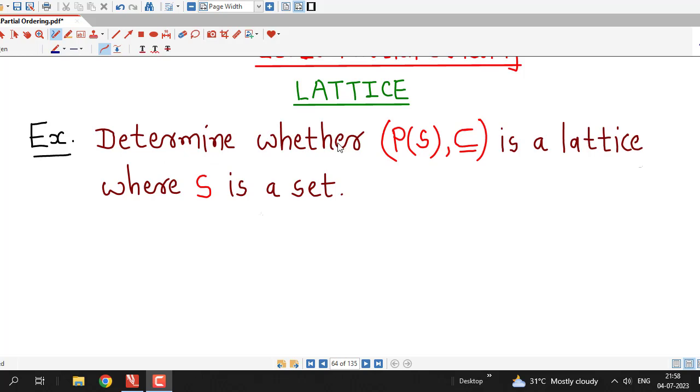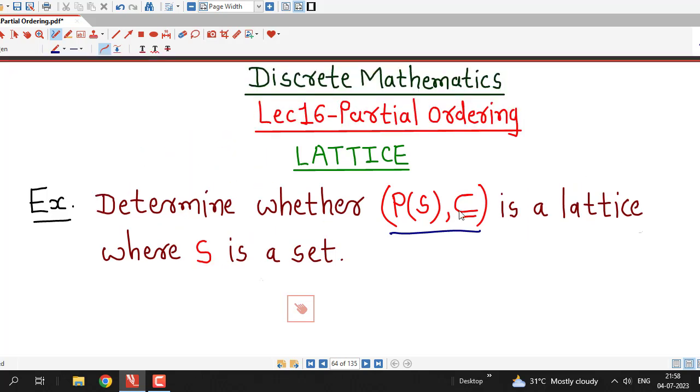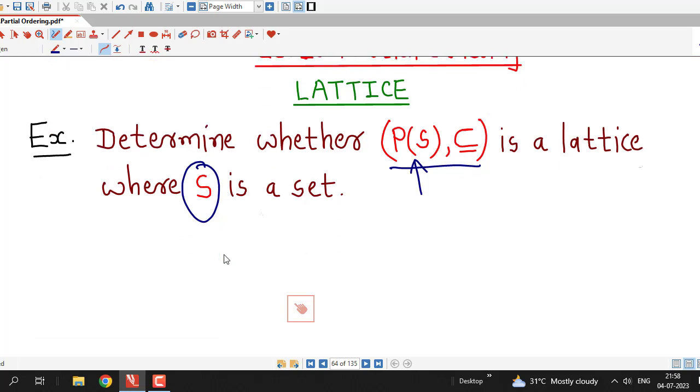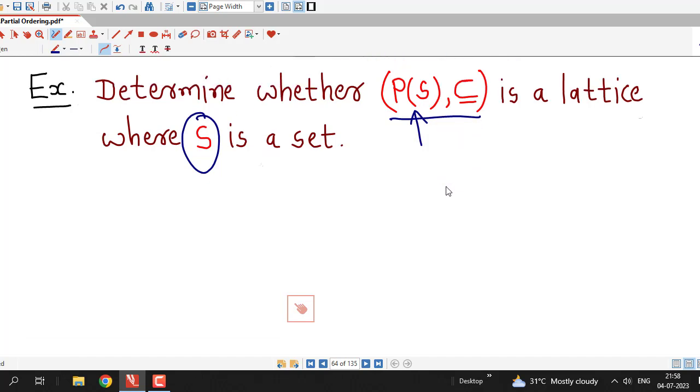The problem is: determine whether the power set of a set S under the inclusion relation is a lattice or not. So we are familiar with the power set of S. It is the set of all possible subsets of a given set S, and we have to check whether this power set is a lattice or not under the inclusion relation.